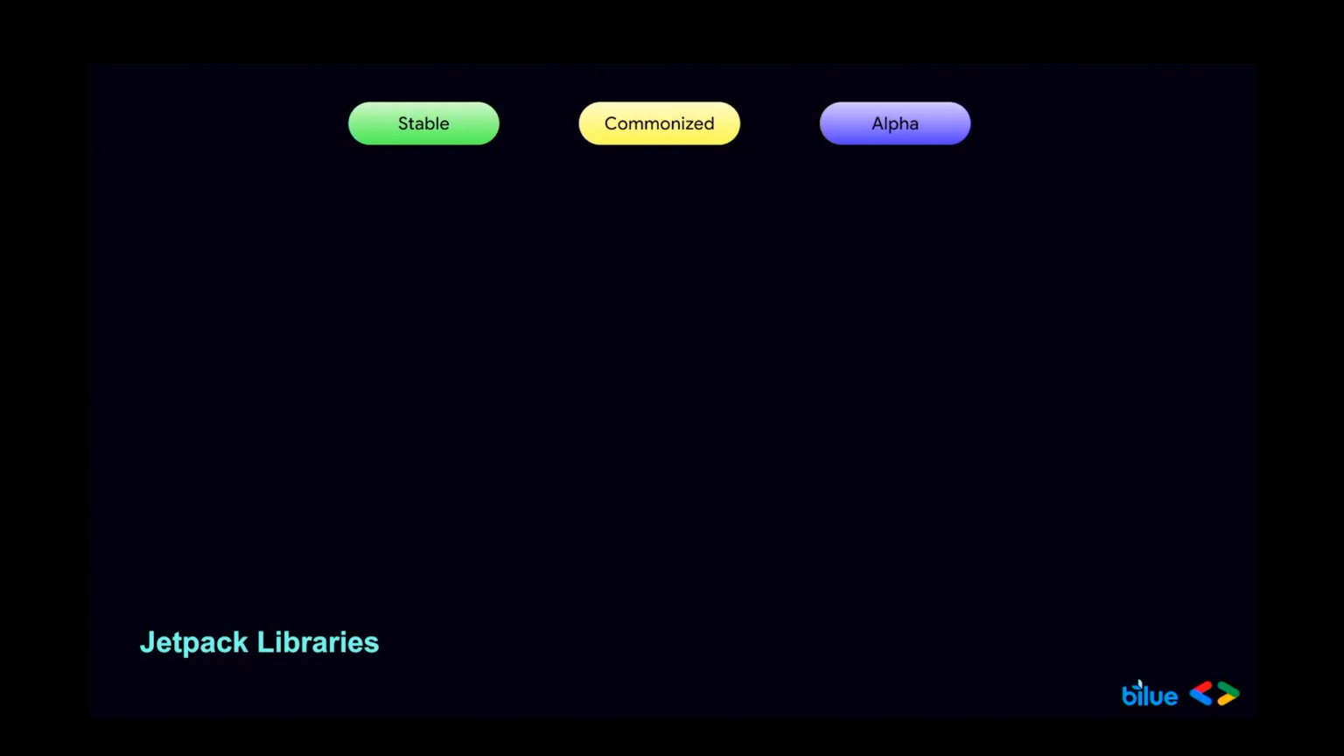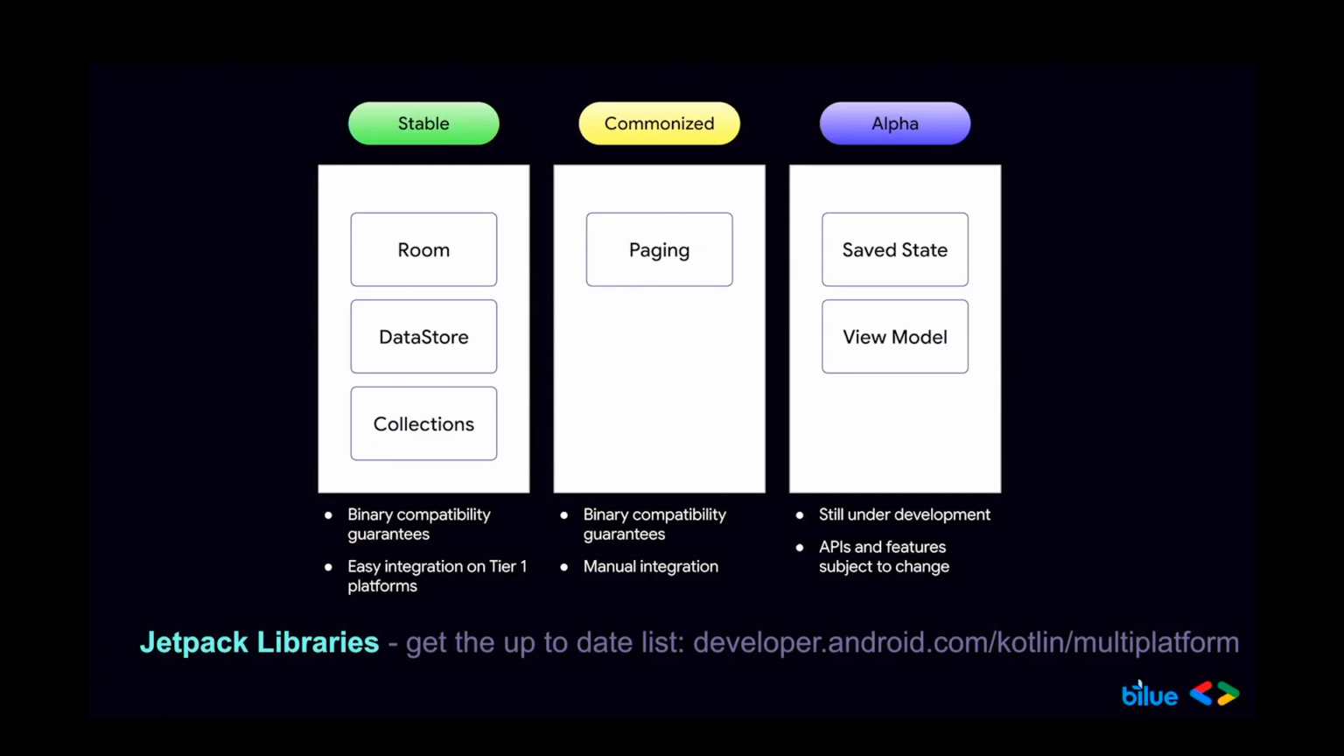So the Jetpack libraries that we have available to us are stable, commonized, and alpha. Again, three tiers. Several of our usual libraries that we might be used to are broken into these tiers. This is an old diagram. These are constantly being updated every day. They're constantly moving these libraries into stable as they test them and get everything working properly. So definitely go check out the up-to-date list. But the key factor is that the Jetpack libraries are gradually getting migrated into Kotlin Multiplatform compatible, which means you can use everything that you're used to.